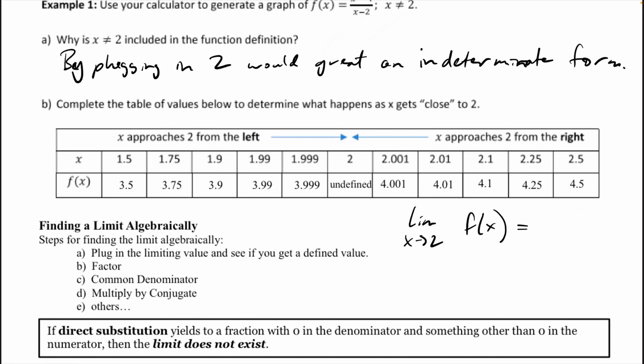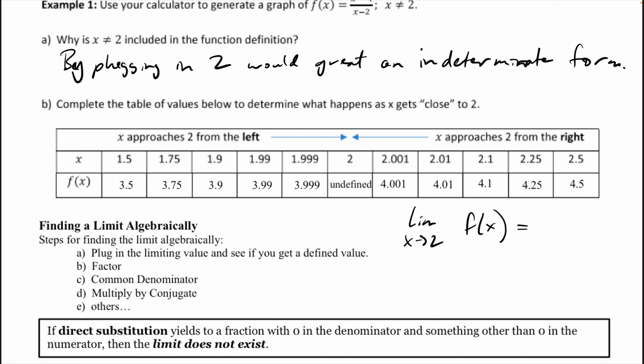So complete the table, it's already done for us, to determine what happens as x gets close to 2. So we just follow. As x gets close to 2, what is y doing? What is y doing as x is getting closer and closer to 2? It's getting closer and closer to 4, right? It's not getting there. Will it ever get to 4? No, right? It will never get to 4, but it's getting really, really close to it, right?